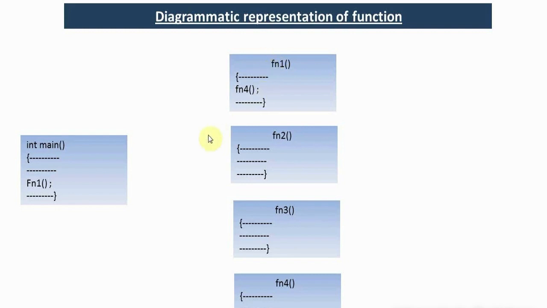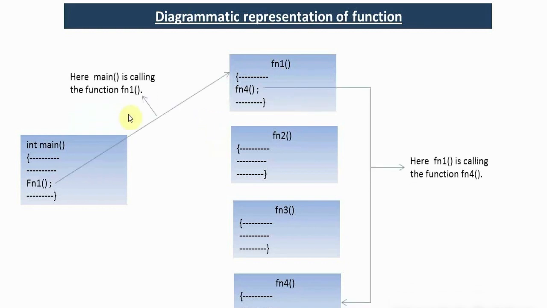Anyway, now see, here what I have shown is that in the function main, I'm calling the function fn1. So main is calling fn1, and from fn1 I'm calling the function fn4. In such a situation, the function which calls the other function is called the calling function, and the function which has been called is called the called function. So here fn1 is calling fn4. This is just a representative diagram. Whenever you write your program, according to your requirement or need, any function can call the other function.